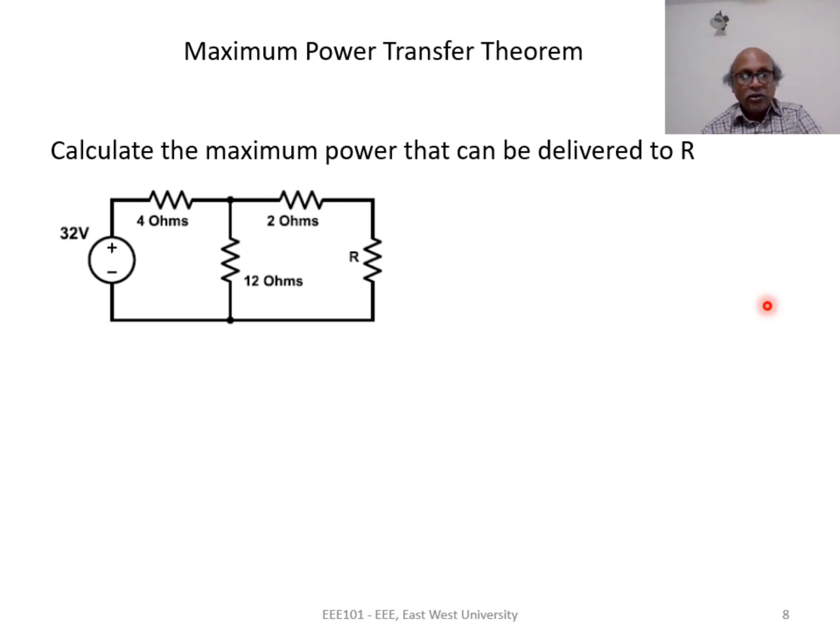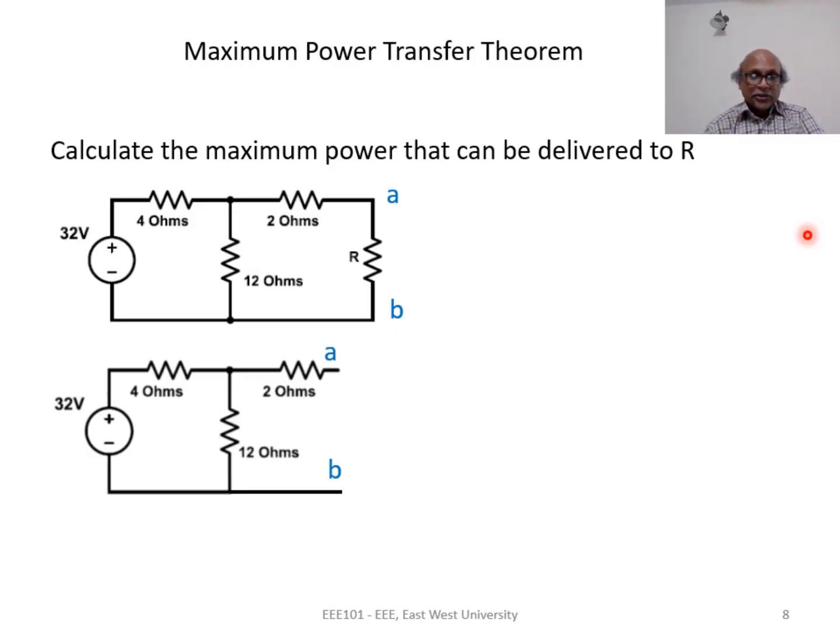So R is the load and the load is connected between node A and B. The rest of the circuit between node A and B is our two-terminal circuit. To find the maximum power, we need to know VTH of the two-terminal circuit and RTH of the two-terminal circuit. So let me show the two-terminal circuit. This is open circuit condition. The voltage between node A and B, we call it VOC, and remember that this VOC is equal to VTH. We want to find VTH.